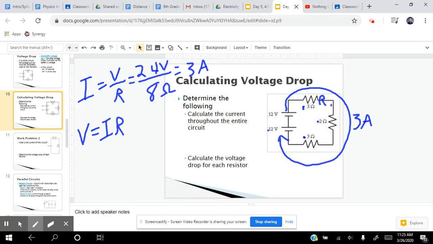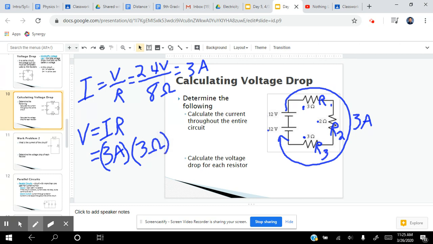So I know there's 3 amps of current running through this resistor, I'll just call it R1. I know there's 3 amps of current running through R2, and I know there's 3 amps of current running through R3. So what I can do for every single one of these problems is take 3 amps and multiply it by each resistor. So I'm taking 3 amps and I'll multiply it by 3 ohms.